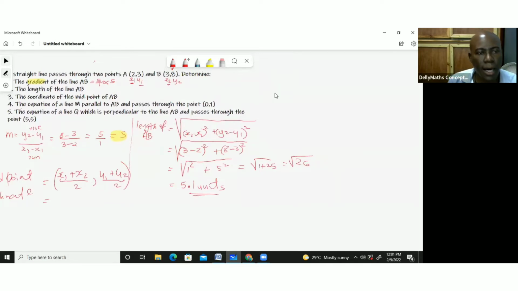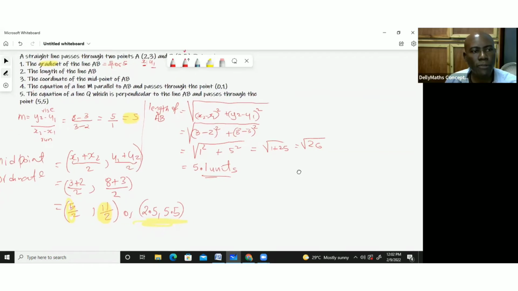So what are we looking at? 3 plus 2 over 2, and 8 plus 3 over 2, and then we bracket that off because it's a coordinate. So we're looking at 5 over 2 right there, and 11 over 2. Some people might write 2.5 and 5.5. That's fine. Any one of these two ideas that you have is good and okay for the coordinate of the midpoint.